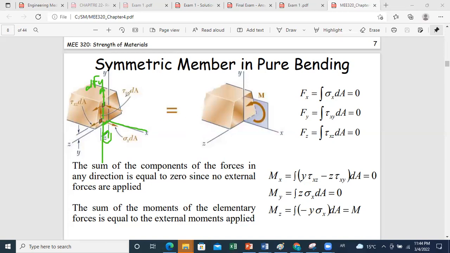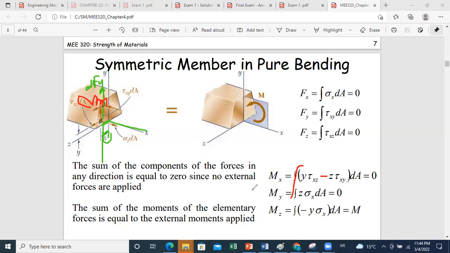Now, to know if it's a positive or negative moment, you also apply the right hand rule. You can put your four fingers of your right hand along the Fy, the palm of your hand looking towards the x-axis, and your thumb will point towards the negative x direction. This is why here you put minus z tau xy times dA. And because it's pure bending, the integral of this term will be equal to 0.